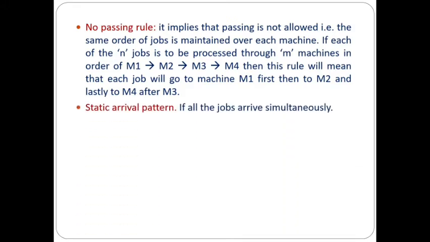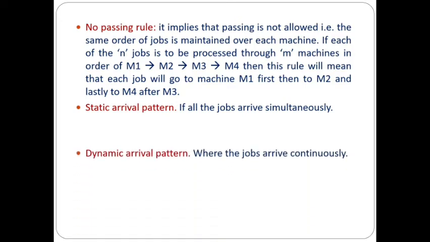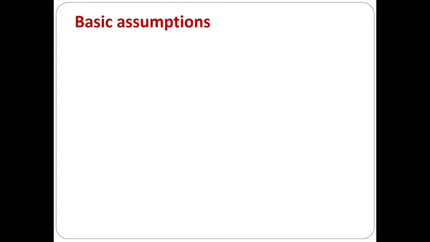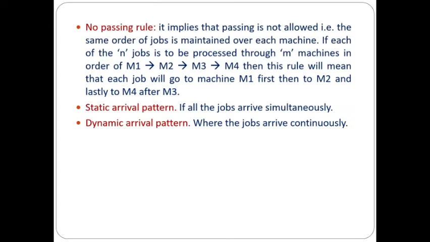Then there are 2 different arrival patterns. One is the static arrival pattern. That is, if all the jobs arrive simultaneously, it is called a static arrival pattern. Another one is the dynamic arrival pattern, where the jobs arrive continuously. These are all the terminologies used in the sequencing problem.